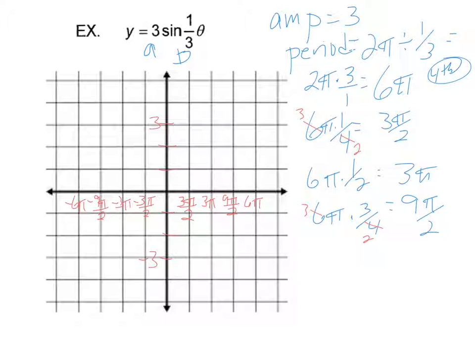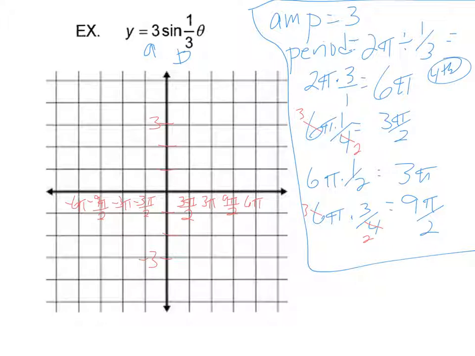You need to show all of this work. All of this needs to be written down beside your, or above or beside your graph. I need to see all of that. So I've put the scale on the graph, 3 pi over 2, 3 pi, 9 pi over 2, 6 pi.